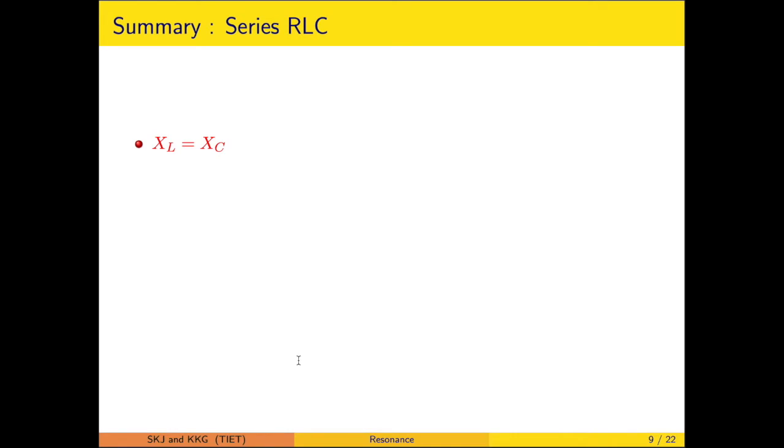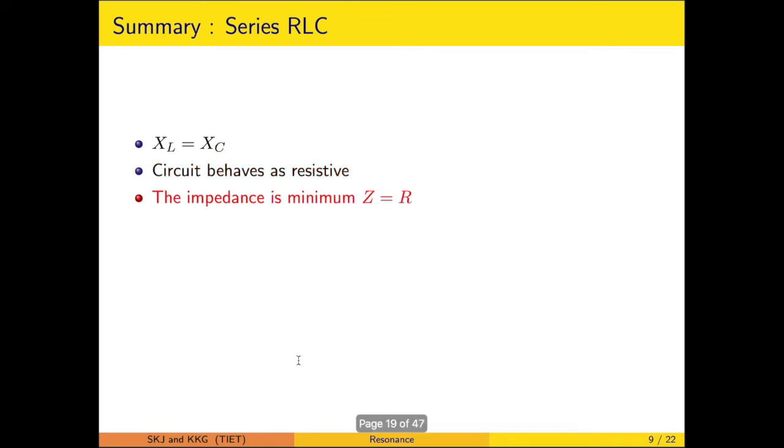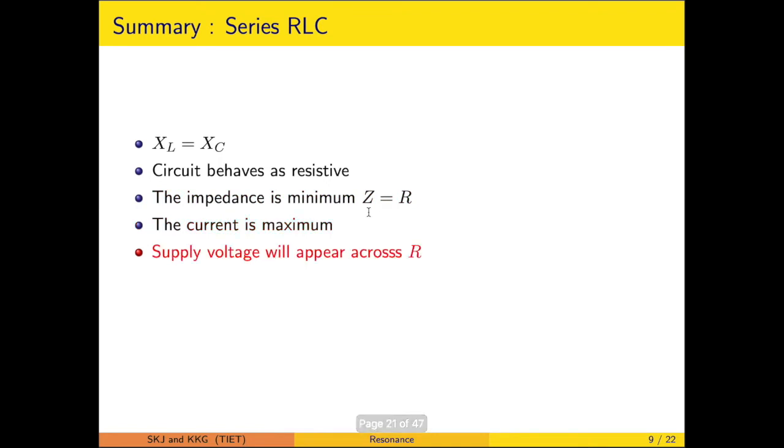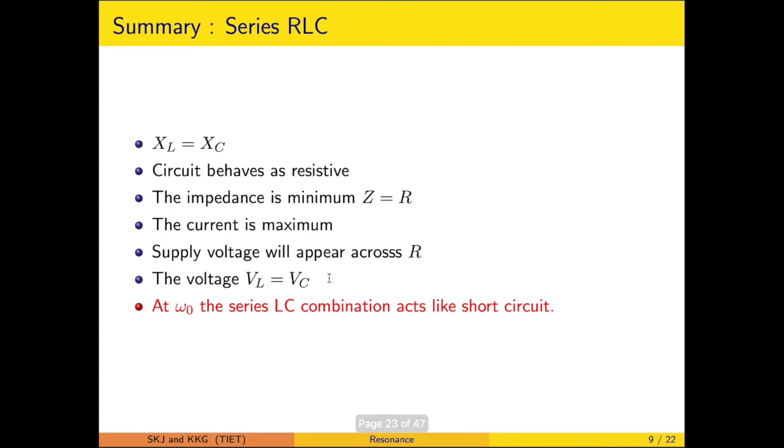So we can summarize that when XL is equal to XC for a series RLC circuit, the circuit behavior is resistive, impedance is minimum, Z is equal to R, that we have seen. When the impedance is minimum, the current will be maximum, and the supply voltage is appearing across the resistance. An important observation here as well is that VL is equal to VC, which suggests that at omega 0 the series LC combination acts like a short circuit.